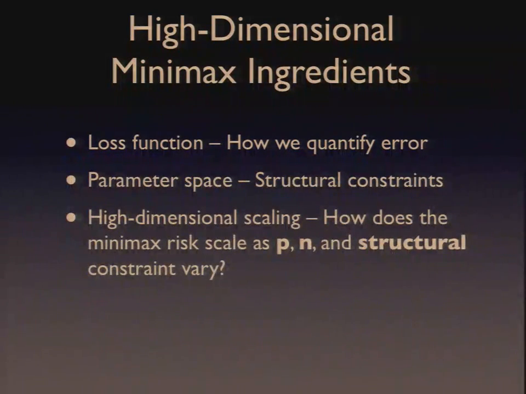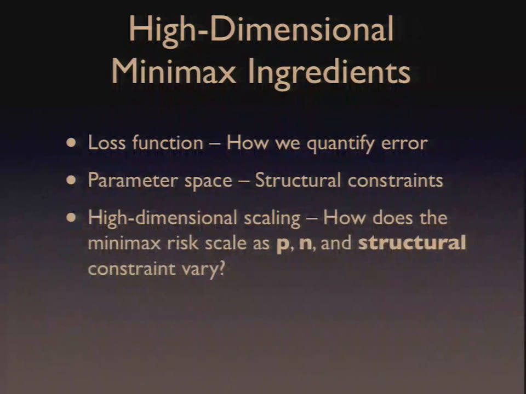To apply the Minimax framework, there are a few ingredients that we need. The first ingredient is a loss function. This is the thing that measures how far my estimate is from the truth. The second ingredient is the parameter space. This embodies the idea of structural constraints, so the truth belongs to some subset. The third ingredient involves the scaling of the parameters. In our work, we look at high-dimensional scaling. We're specifically interested in how the Minimax risk scales as the number of variables varies, the number of samples varies, and the sparsity level varies.